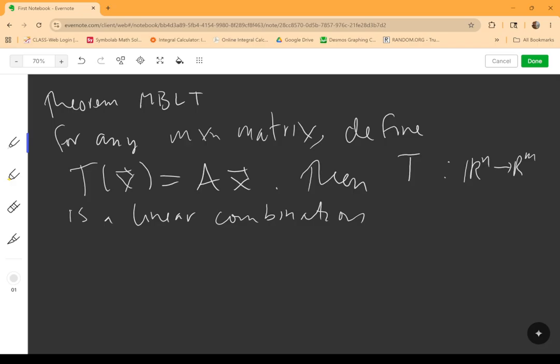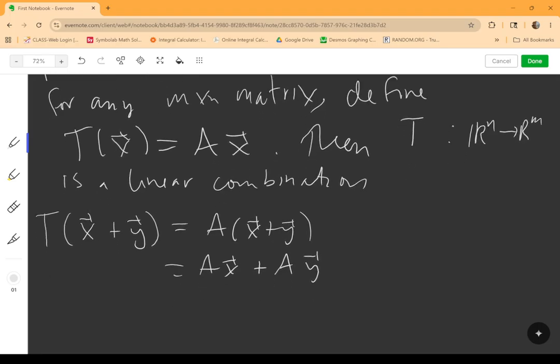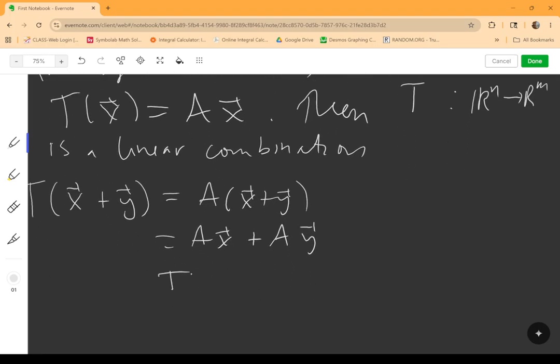And this just follows from properties of matrix multiplication and matrix addition. So for instance, if we had T of x plus y, this is going to be A times x plus y, and I can distribute along the left to get Ax plus Ay. And we can see that this is the way we define the linear transformation of x plus the linear transformation T of y.